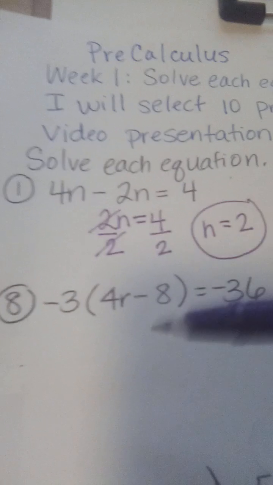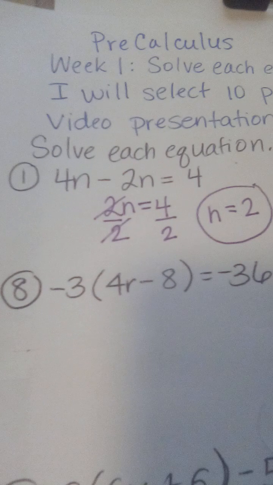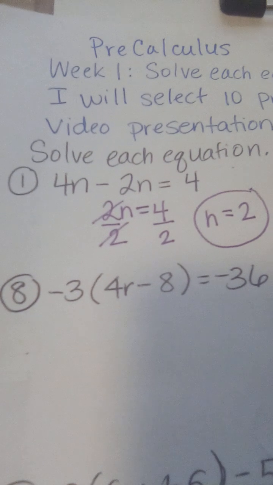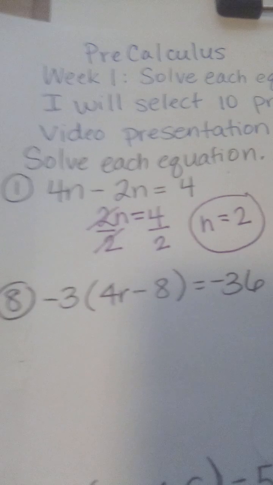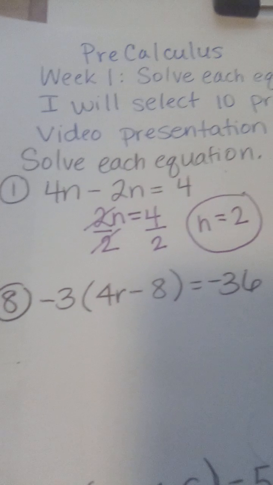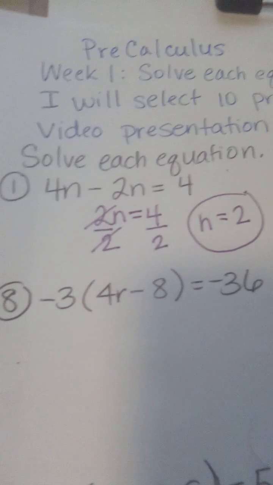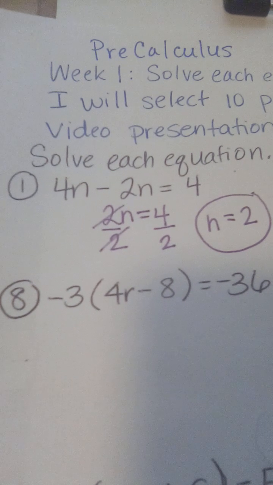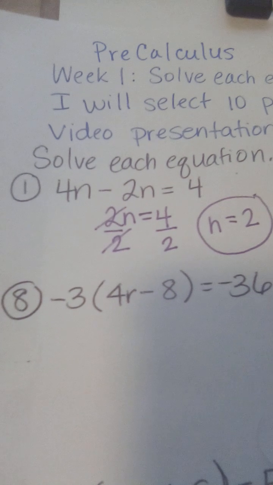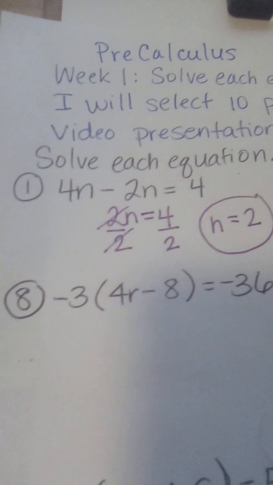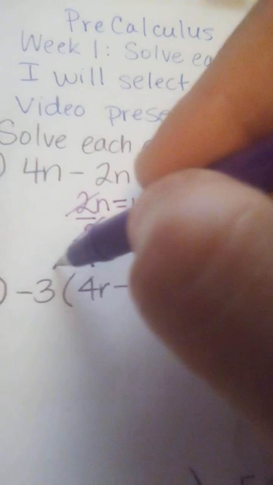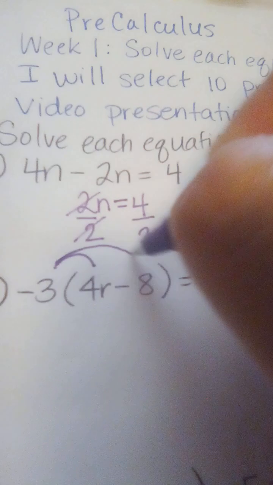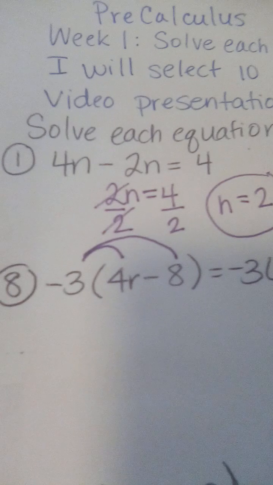Number 8, we have negative 3 in parentheses, 4v minus 8 equals 36. All right, first things first. We need to get rid of the parentheses. How do we get rid of the parentheses? We're going to distribute, right? Distribute the negative 3 to the 4v and the negative 3 to the 8. So far, so good?